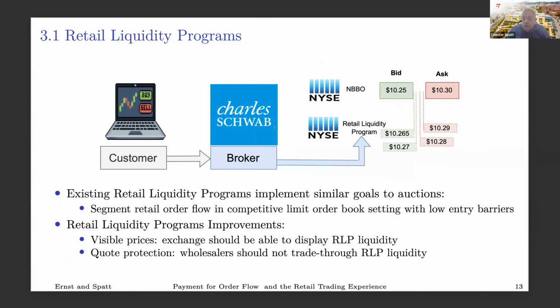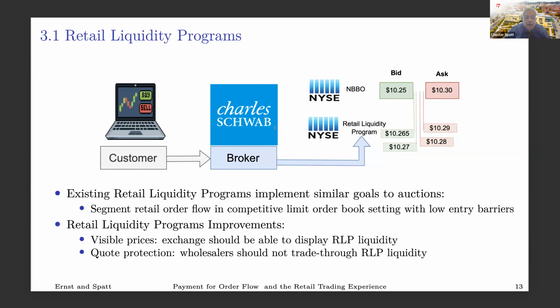So what we propose to deal with some of the issues in the equity markets is much simpler, and I think much less intrusive to the current design. Currently, 5 exchanges offer retail liquidity programs whose goal is similar to the SEC's proposal with auctions, in particular, providing that retail orders would be segmented in competitive limit order books. But while the current retail liquidity programs have not been all that successful, I think we've identified a couple of reasons why that may be the case, and we think that the SEC ought to be pushing on.